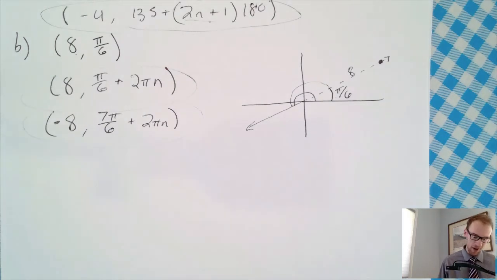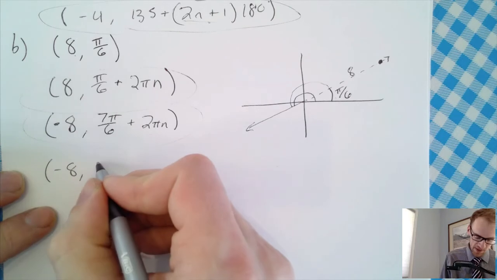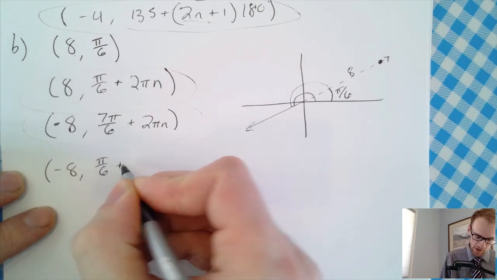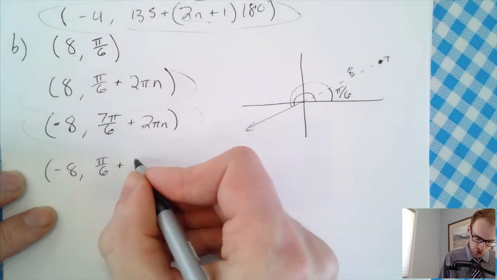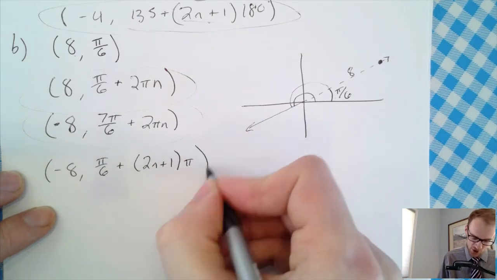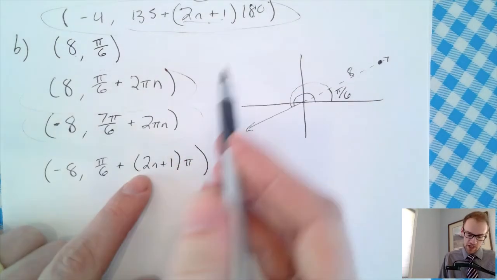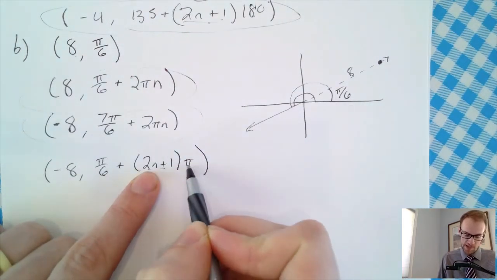Now, I would love to leave it there because that just seems simple and easy to understand. However, in Canvas, they're actually going to write it like this, -8, and then they'll have pi over 6 plus 2n plus 1 pi. Just like before, where we had that 2n plus 1 times a half turn, we get that 2n plus 1 times a half turn.